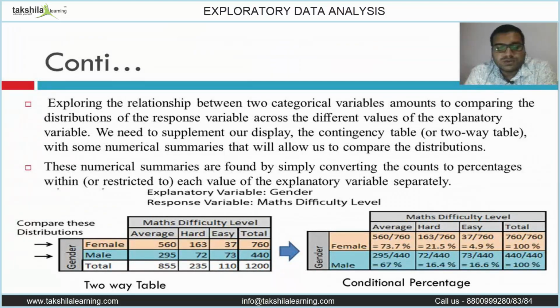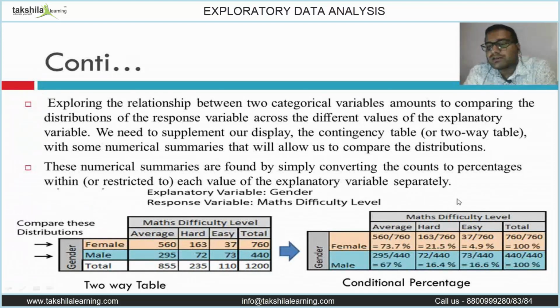So here for the female, 560 is the number who find it average, right? Similarly we have the hard here, so we can directly conclude. We have the easy here, and we see the total number of female students is 760, and the total number of male and female together is 1200, where 855 find it average in math, 235 find it hard, and in easy we have just 110 basically.